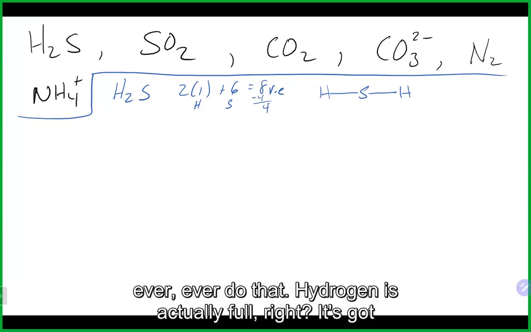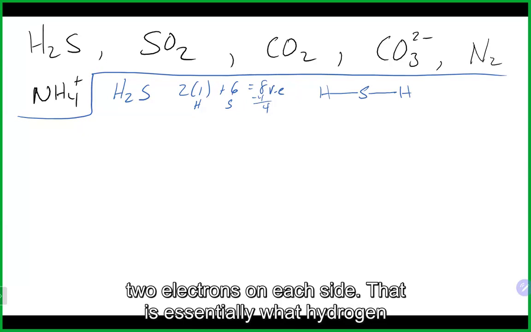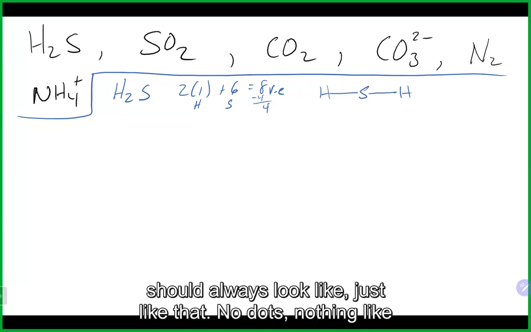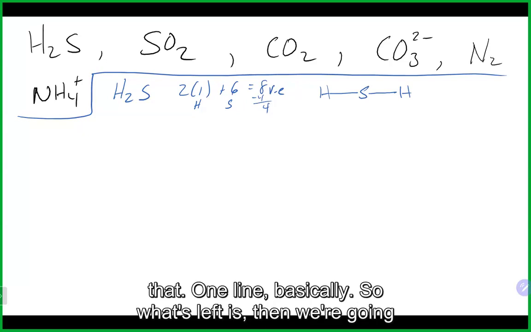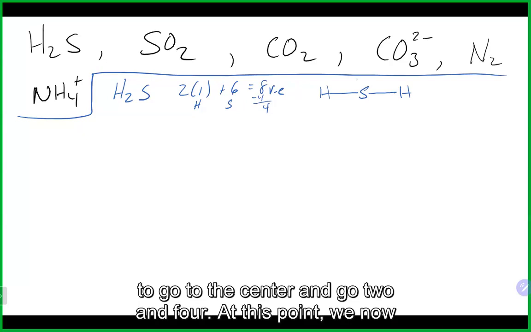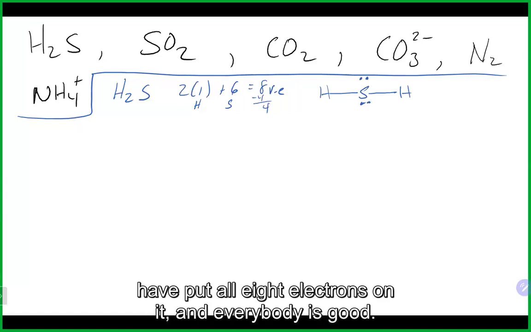Hydrogen is actually full, right? It's got 2 electrons on each side. That is essentially what hydrogen should always look like, just like that. No dots, nothing like that, one line basically. So what's left is we're going to go to the center and go 2 and 4. At this point, we now have put all 8 electrons on it, and everybody is good.